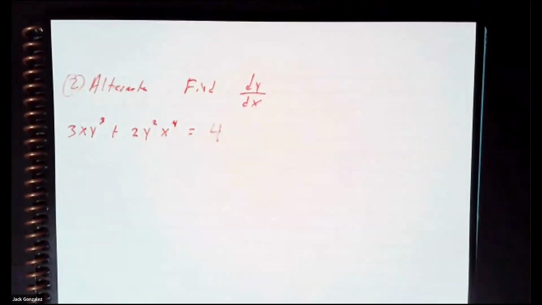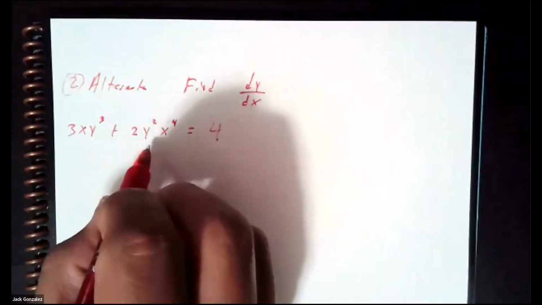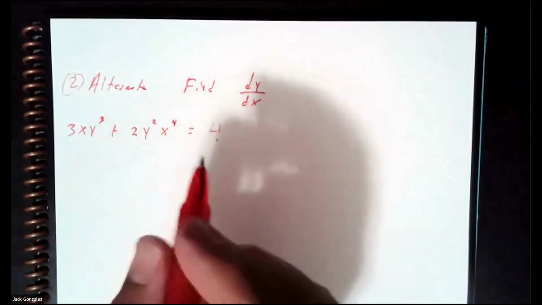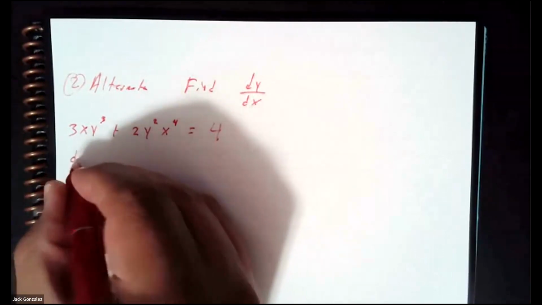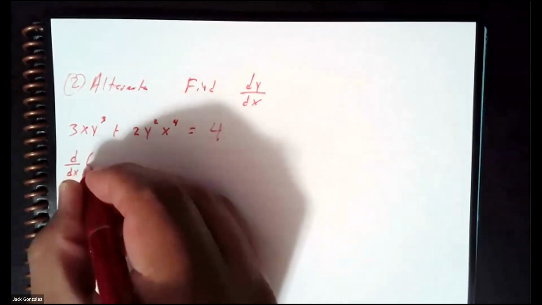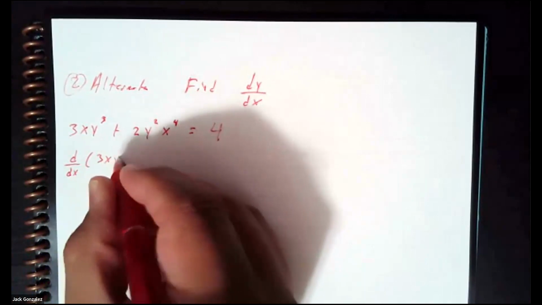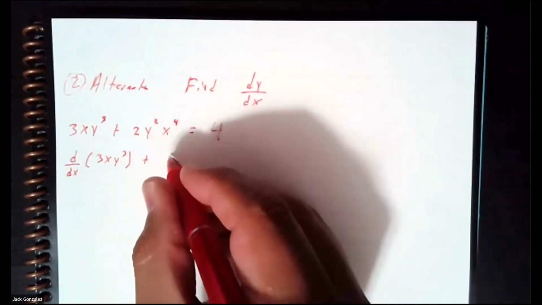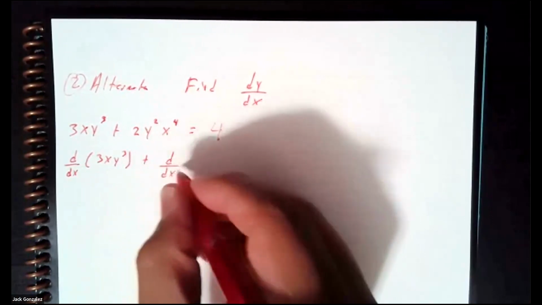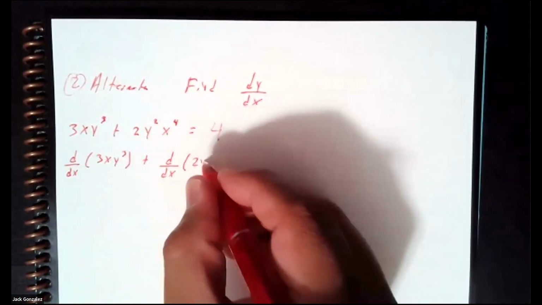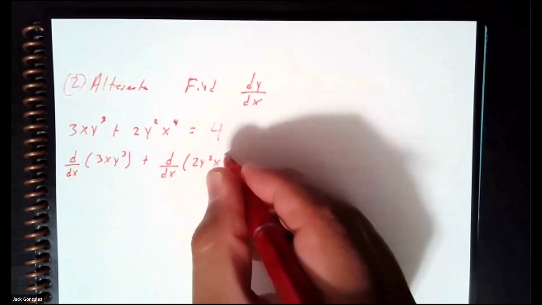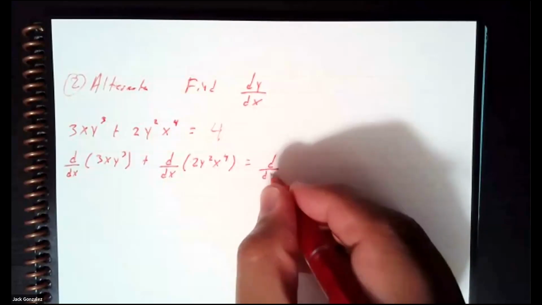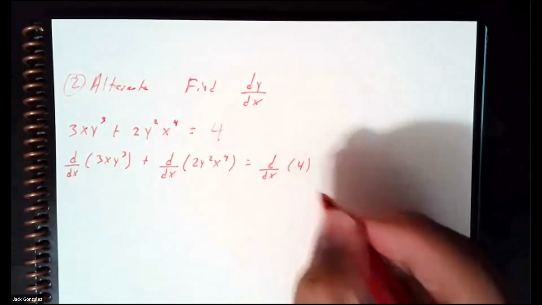Okay. So again, 2 product rules. They change the powers and numbers a bit, but it'll be very similar. So d/dx of the first piece, 3xy cubed plus d/dx of 2y squared x to the 4th equals d/dx of 4.